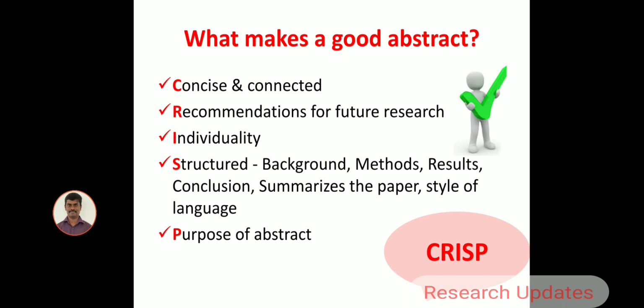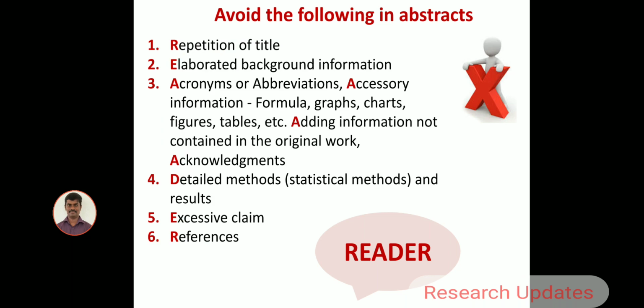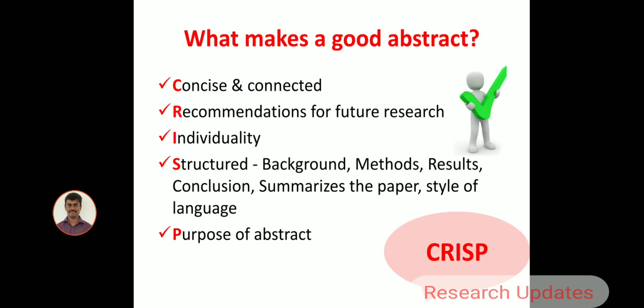And now let us see what makes a good abstract. Remember, your abstract should always be crisp. C for concise and connected, R for recommendations for future research, which if possible can be included, I for individuality, S for structured, and P for purpose. So, your abstract should always be crisp: concise, with recommendations, individuality, structure, and the purpose of the abstract included.